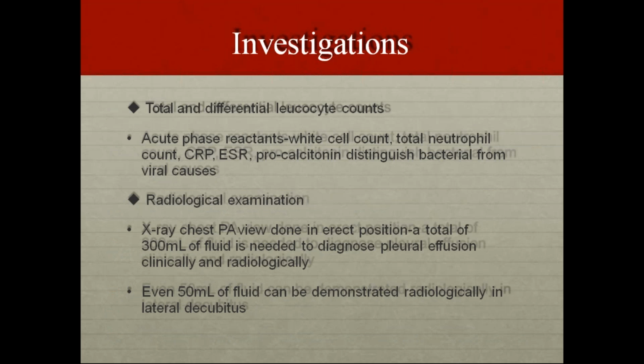Other investigations: total and differential counts are usually increased because of the pneumonia. Acute phase reactants of white cell, total CRP, procalcitonin distinguish bacterial from viral causes. These are all kinds of investigations. Radiologically, chest X-ray PA view in erect position. First and foremost, what are the findings in chest X-ray PA view? You have to say that.